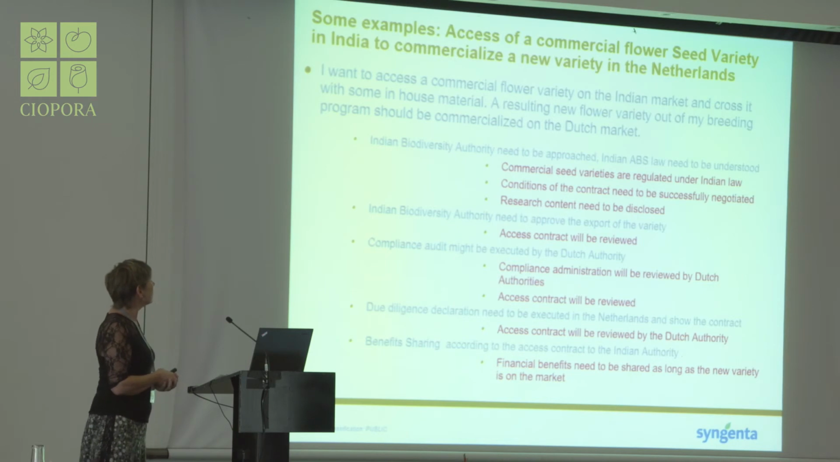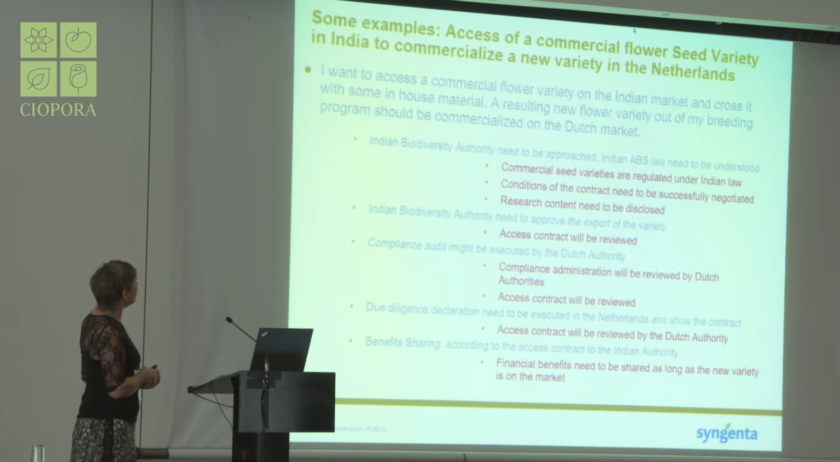Just some examples. This example is between India and the Dutch market: a flower variety in the Indian market that needed to be, or wanted to be, bred and then commercialized on the Dutch market. What's important again is the different countries. India is the source or the access country, so the biodiversity authority needs to be approached, and the laws in India need to be understood. As I say, commercial seed varieties are regulated in India under the law. The conditions of the contracts need to be negotiated, and research content needs to be disclosed. And then the Indian authority needs to approve this.